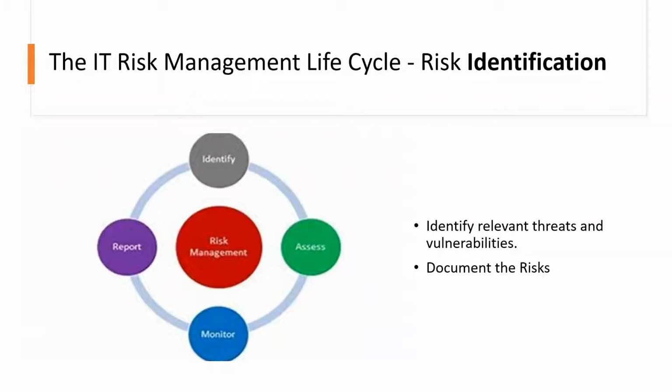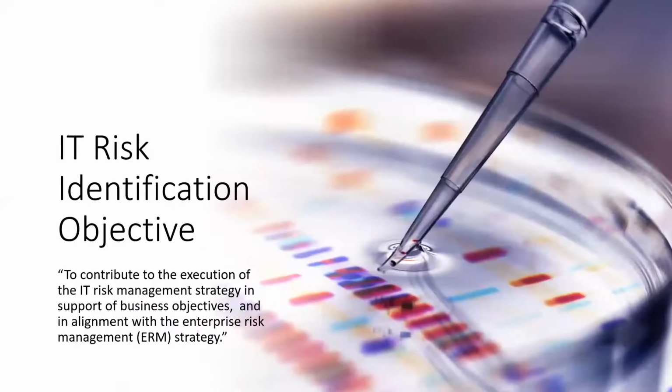Here's the IT risk management life cycle. And the first task is, of course, to identify relevant threats and vulnerabilities and to document these as risks in the risk register. What is the objective of IT risk identification? It's to contribute to the execution of the IT risk management strategy in support of what? In support of the corporate or business objectives.